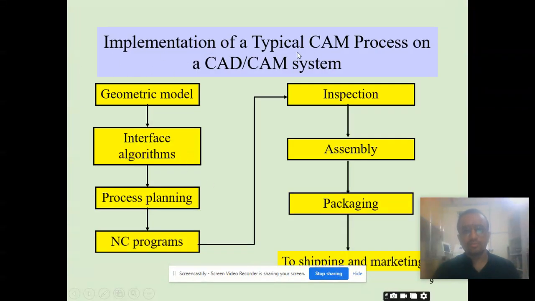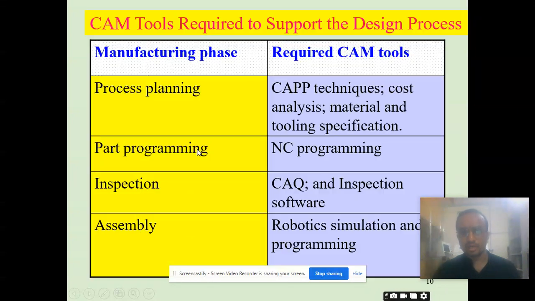Now the same is applicable for the CAM process as well. Previously we saw the CAD process. Now we are seeing the CAM process. What is required? It requires the geometrical model, then interface algorithm, process planning. Here comes the process planning. From here afterwards, these inputs you can get from the CAD as well. From process planning, we start doing the NC programming, then the inspection, the assembly, packaging, and then shipping to the market.